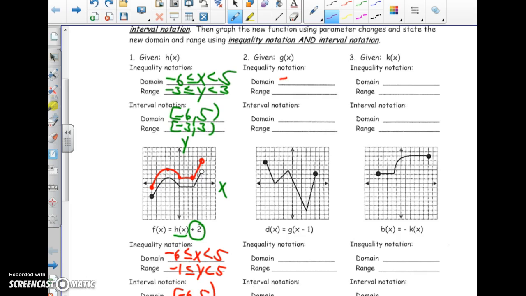Domain and range for the new g of x, right? So did you get this? Yes. All right. And then the interval notation, yes. So is everybody good there? Nobody lost so far. What's happened? Fantastic. Now let's stop the film.